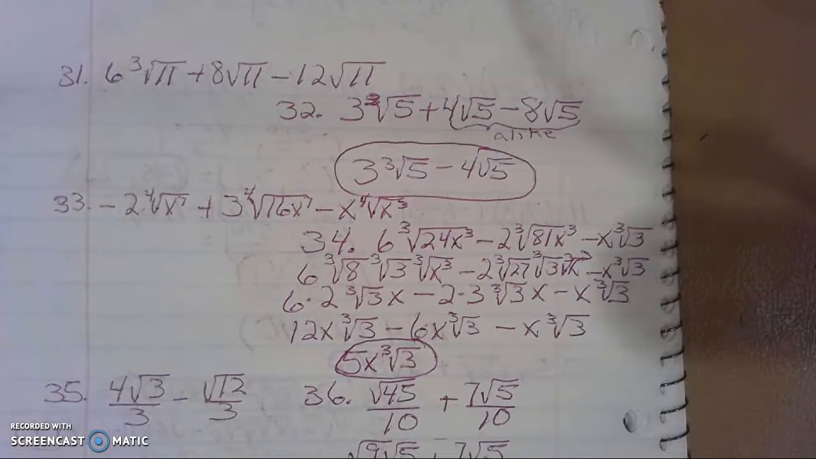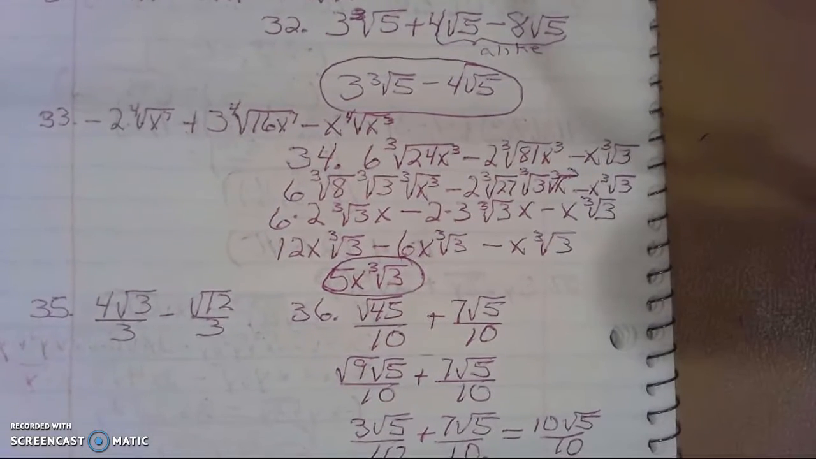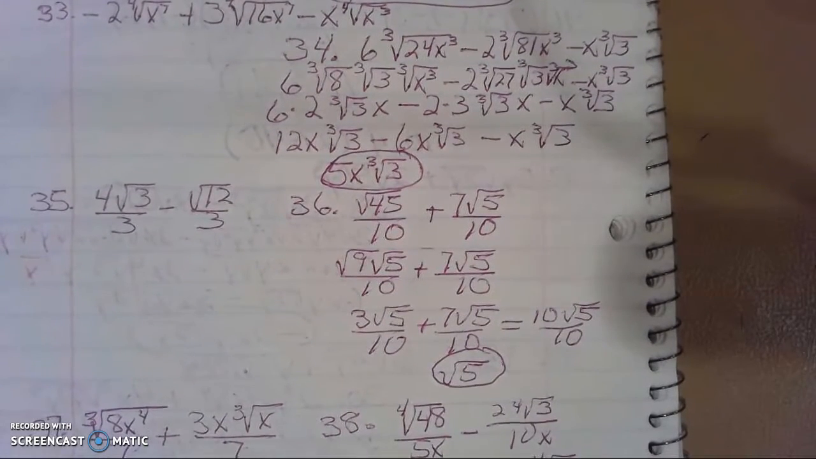You got 3 times the cube root of 5 plus 4 times square root of 5 minus 8 square root of 5. The last two are alike because they're both square root of 5s, giving us that answer. Then 33 and 34, again, a challenging problem. We got to break down the numbers we have there. Notice, follow along, and really study it and go into detail. 35 and 36, a little bit simpler because they're not so hard to break down.